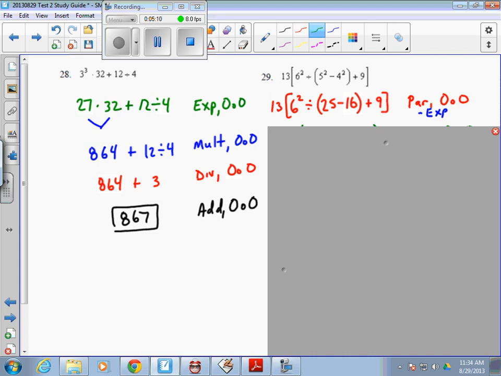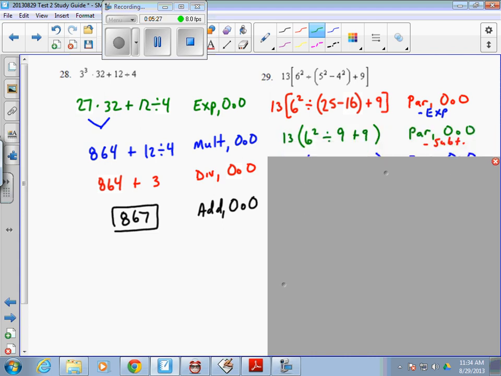And you have to square 4, which gives you 16. You're not squaring negative 4, you're squaring 4. And you're bringing the minus down. You could have also called that exponents for the same reason, order of operations. So now you have 13 times 6 squared divided by (25 minus 16) plus 9.